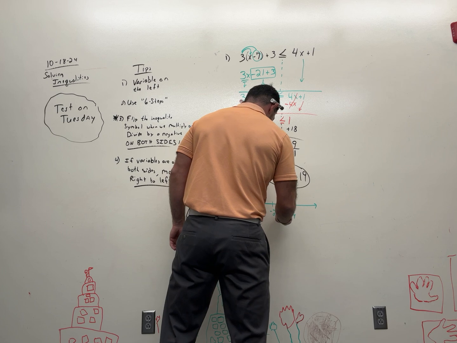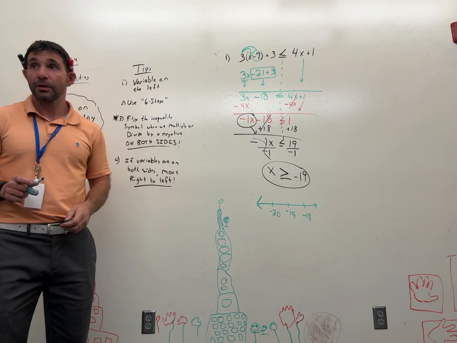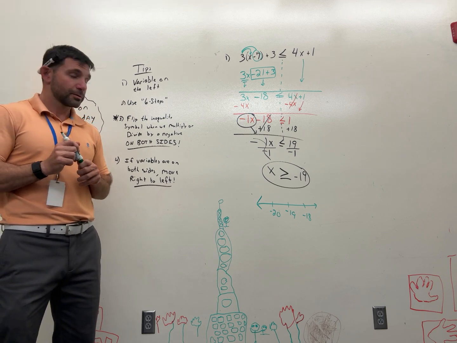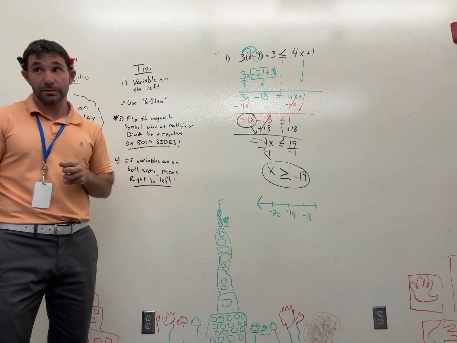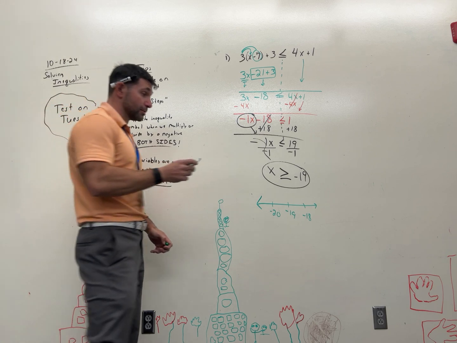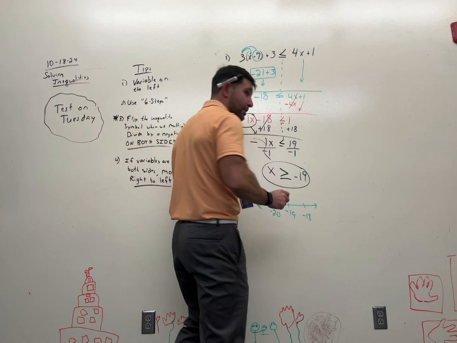-19, -20, -18. Open circle or closed circle? Open. Close. Well, I've heard both. Or I meant close. Why is it closed, Holly? Because it's greater than or equal to. As soon as we see "or equal to," it's a closed circle.